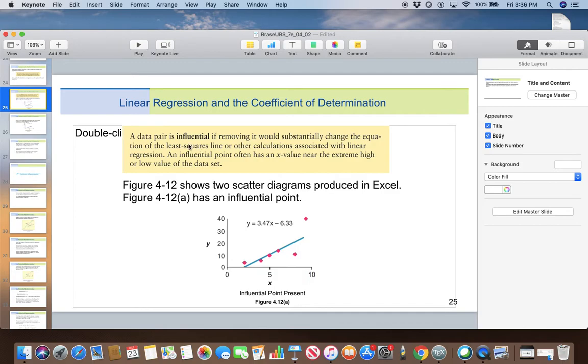I should say it correctly. If a point is influential, chances are its x coordinate is very high or very low. That's what they're saying. All right.